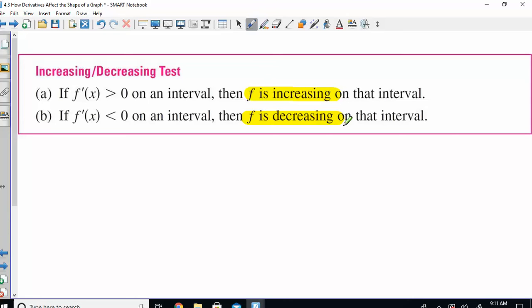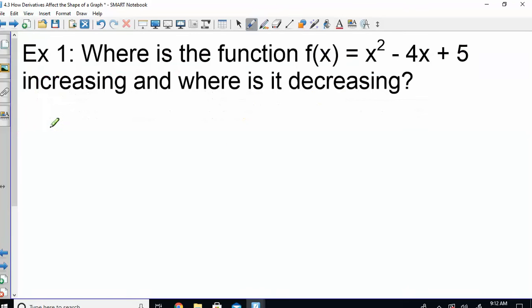Let's look at an example. I want to know when this function is increasing or decreasing. So based off the last piece, we know that has to do with whether the derivative is positive or negative. So the first thing I need to do is find the derivative. So the derivative of x squared minus 4x plus 5 would be?